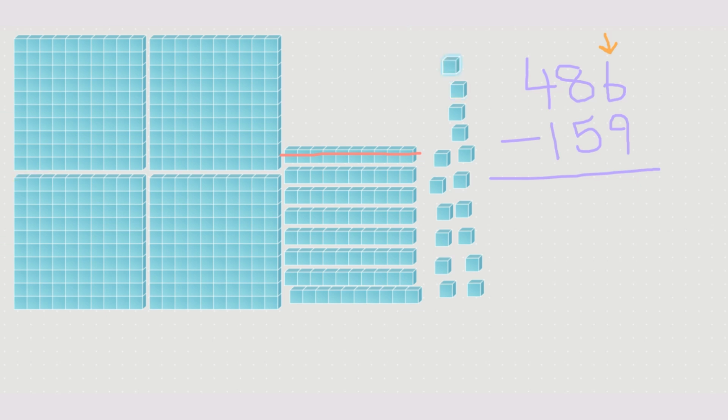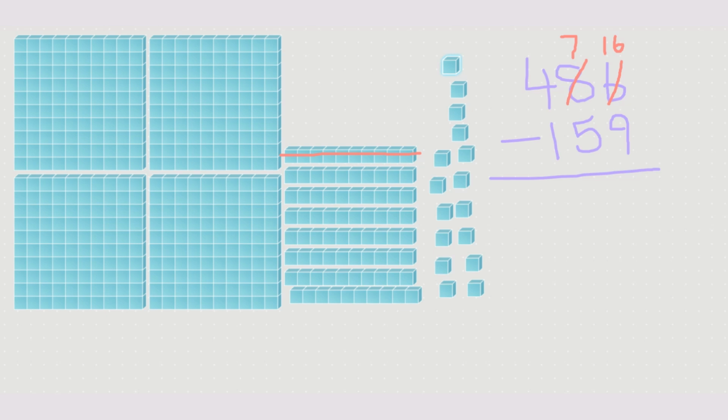Anytime you make a trade, you've got to show it in your equation. So I need to mark this. I no longer have 8 tens. I have 1, 2, 3, 4, 5, 6, 7 tens. So I am going to change my 8 to a 7 in the tens column. Then I look at my ones. I no longer have 6 ones. I have 16 ones. So I'm going to change my 6 to a 16 in the ones column.